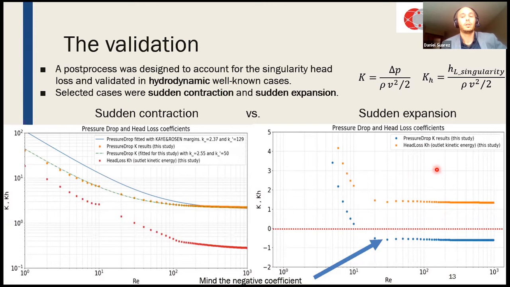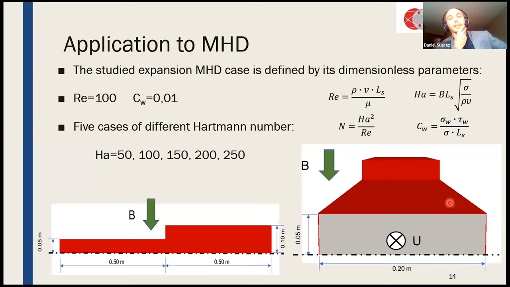Each of these points is one CFD simulation. We applied this methodology to calculate the head losses on an MHD liquid metal expansion, which can be the simpler case where we had some benchmark information: a conducting walls liquid metal MHD expansion in the direction of the magnetic field, as you can see here, for different Hartmann numbers, which means different magnetic field intensities. This x-axis is the direction of the flow.